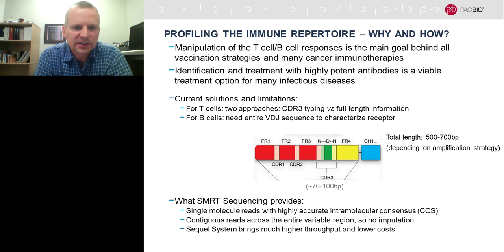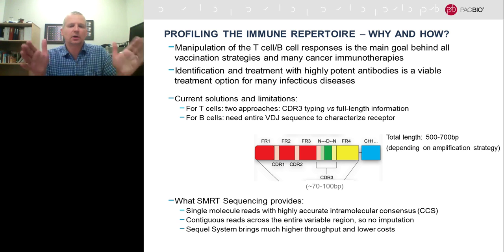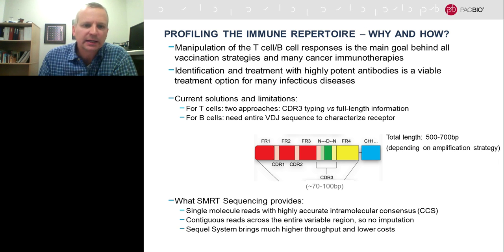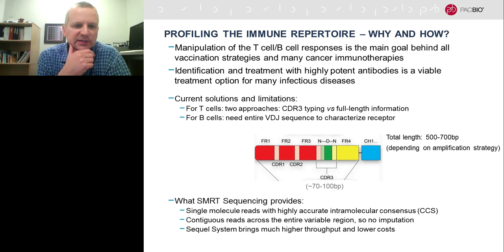And so what SMRT sequencing provides, which is shown here on the bottom, again, the long reads in conjunction with the highly accurate intramolecular consensus through the CCS capability, allows you to get full-length reads on these very important regions. In some cases, they can exceed what you can span with the Illumina sequencer, especially for B cells, where you need the entire VDJ sequence to characterize the receptor and the repertoire. And so with SMRT sequencing, you can contiguously read across these entire variable regions. There's no imputation, no assembly required. You just get the direct full-length reads out.